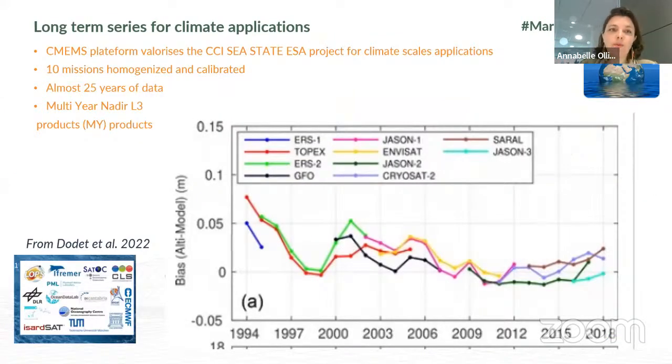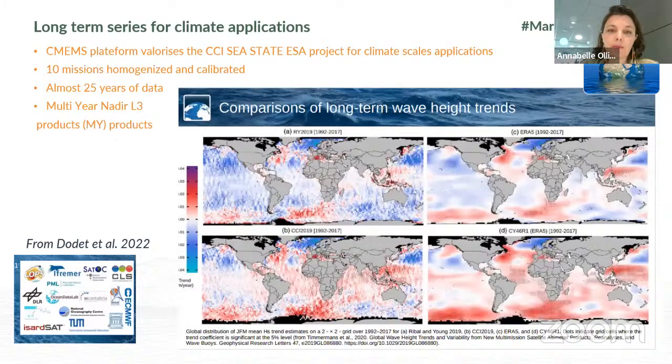If you want to look at the past, and if you want to look at a long-term series, CMEMS also valorizes the result from an ESA project called the CCI Sea State Project for climate scale application. Here you will have more than 10 missions homogenized and calibrated for more than 25 years. So these are multi-year products. You can see, for instance, the trends of how the waves have been behaving during the last 20 years. You can also make some maps and observe how it behaves compared to what is seen with the models, for instance, or with the reanalysis. The observations have more noise, but are also more precise and have a better resolution.